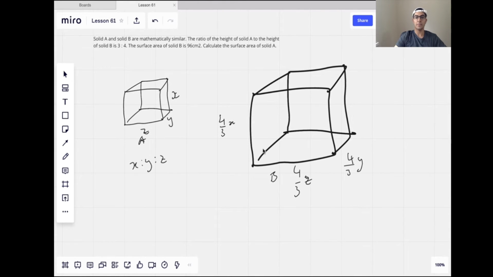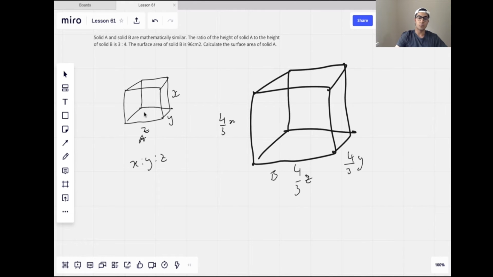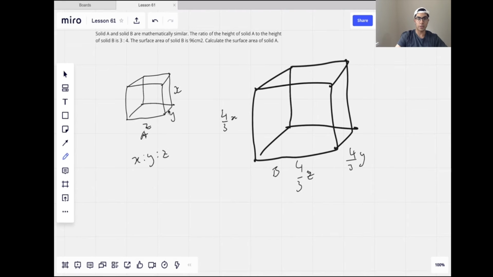And now we know that, we need to calculate the surface area of solid B. One way we might think about this is, what's the surface area of solid A? So the surface area of solid A is, sorry, 2xy plus 2xz plus 2zy. That's a formula you might have seen before, and you can work through each face to figure out why that works. So it's 2xy plus 2zx plus 2zy, for the surface area of A.